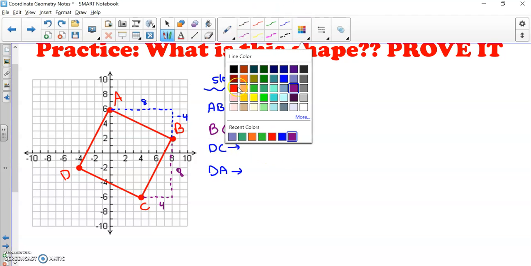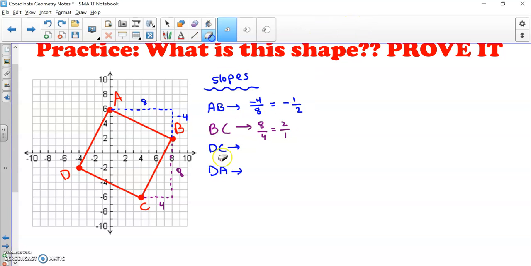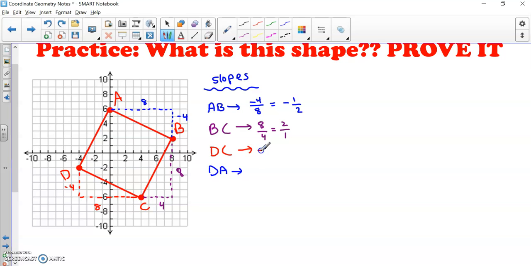Again, I'm just going to go ahead and choose another color. Should have thought about that at the beginning, but I didn't. All right, so DC, we have a rise. We are moving down this time from D to C. So we have down 4, so negative 4 for the rise. And then we move to the right by 8 boxes, so positive 8. Our slope of DC is going to be negative 4 over 8. Now this again isn't simplified. We can simplify that down to negative 1/2.